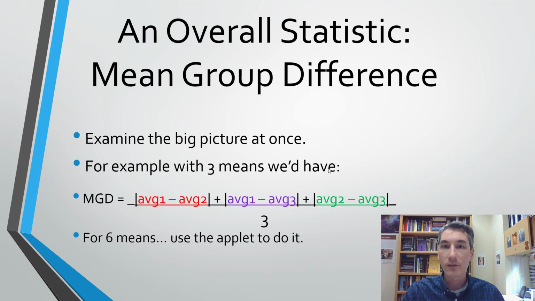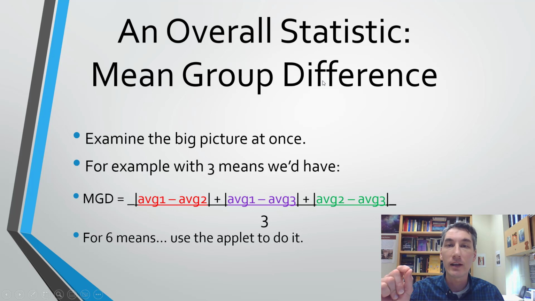If you had 6 groups, then I don't even know how many comparisons there are. You would compute each comparison, make them all positive, and find the average. And for 6, you probably want to use the applet to do something like that. With 3, you can do it by hand, right? So that's the mean group difference.